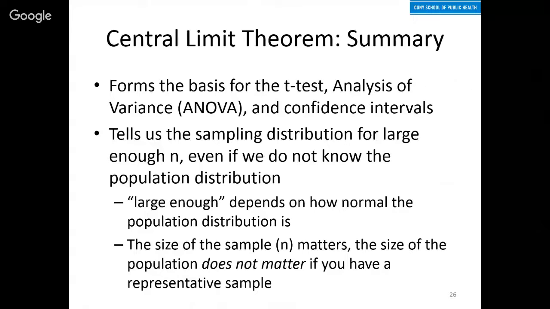So just to wrap up, the central limit theorem forms the basis for the t-test, z-test, analysis of variance, and the confidence intervals that we're going to be covering for the next several classes. And it tells us that for large enough n, you don't even need to know the population distribution. That large enough depends somewhat on what your population distribution is, but beyond n equals 30, it's a pretty safe assumption that you can use the central limit theorem.